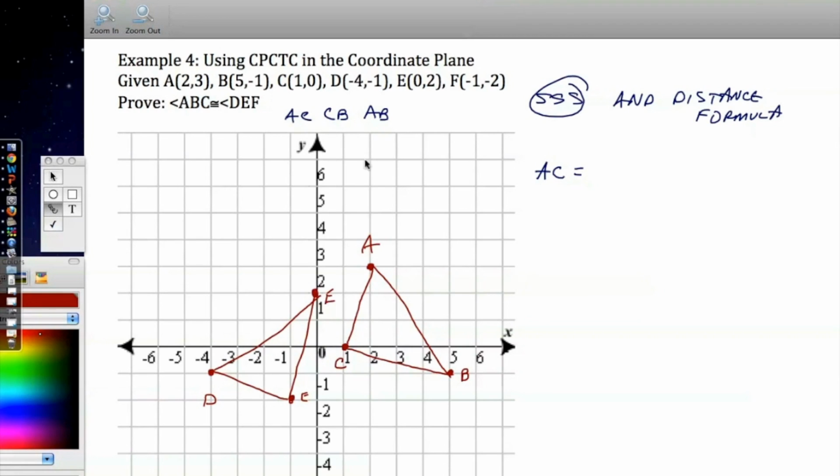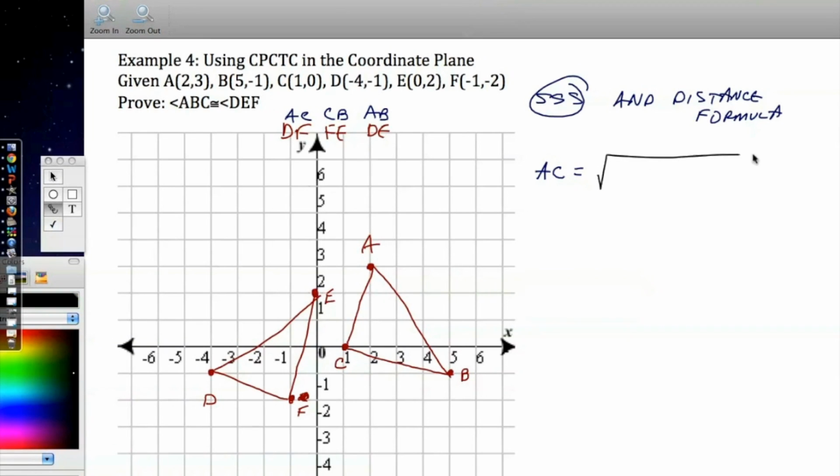So AC goes with DF, and I don't have F on here. I actually mislabeled this one. This should be F down here. Okay, so AC goes with DF. CB goes with FE, not iron for those of you who are chemists out there. And AB goes with DE. Okay, so let's find AC.